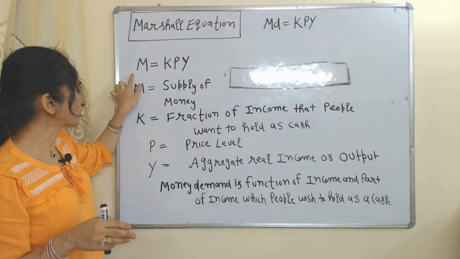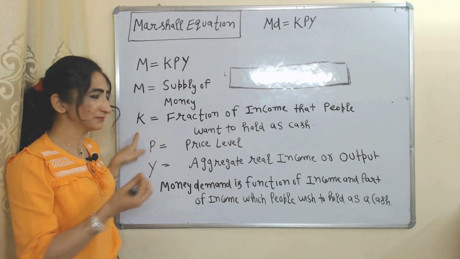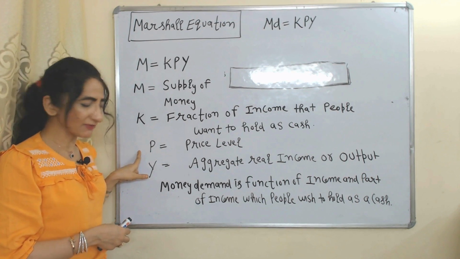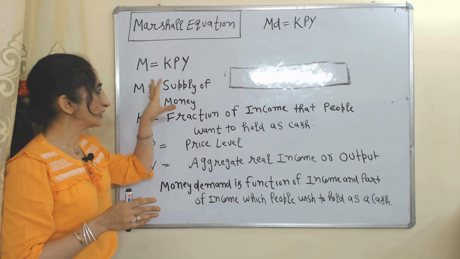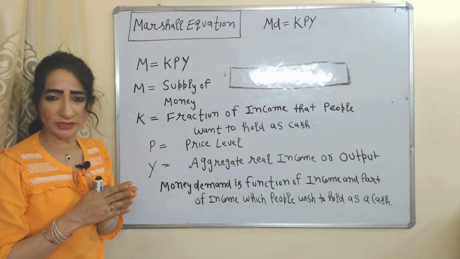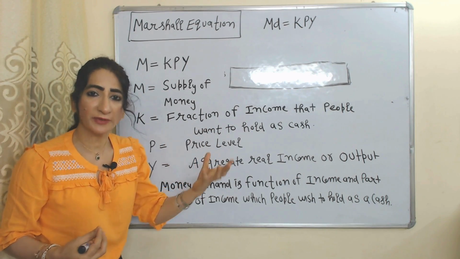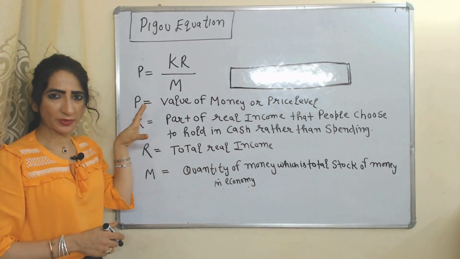So in this equation, M is the supply of money and K is the part of income that people want to hold as cash. P is the price level, Y is aggregate real income, or we can say the output. This equation mainly shows that money demand is a function of income and the part of income which people wish to hold as cash.